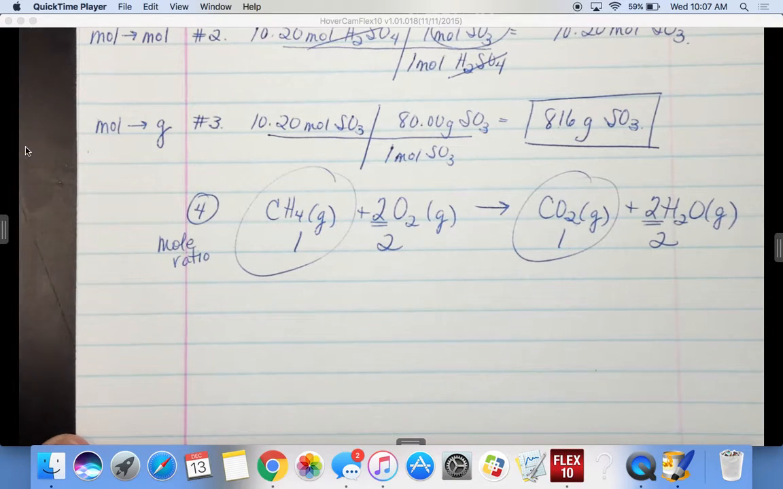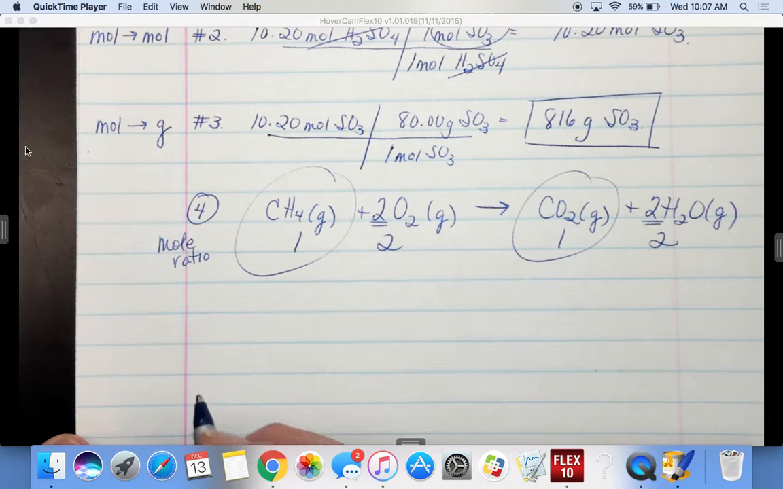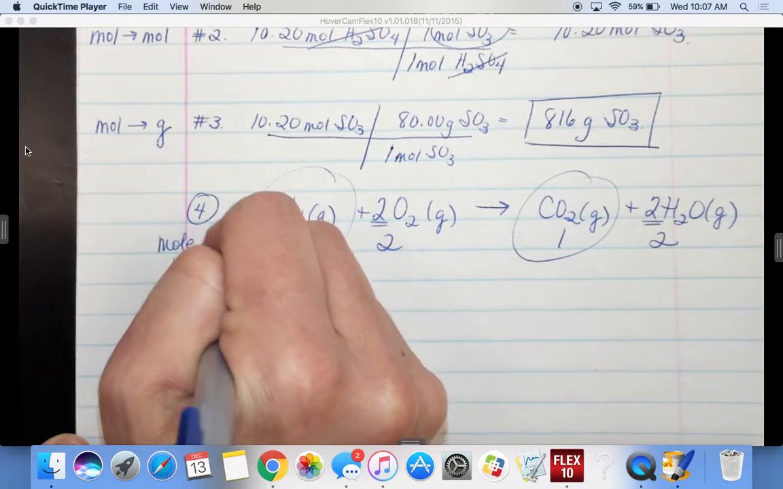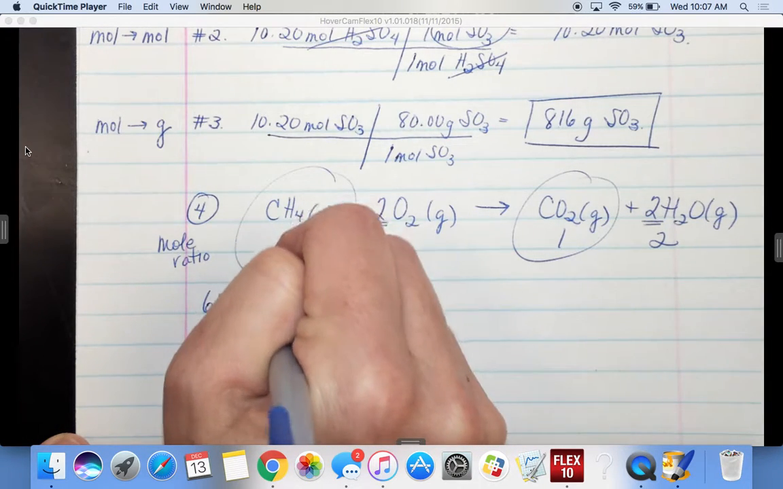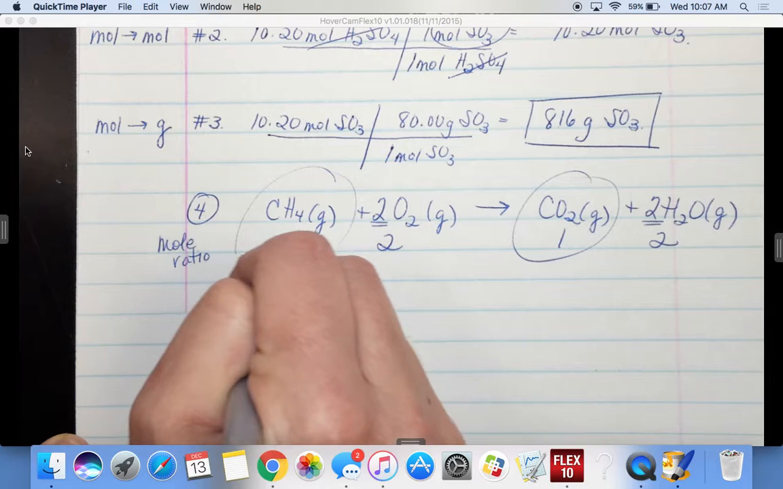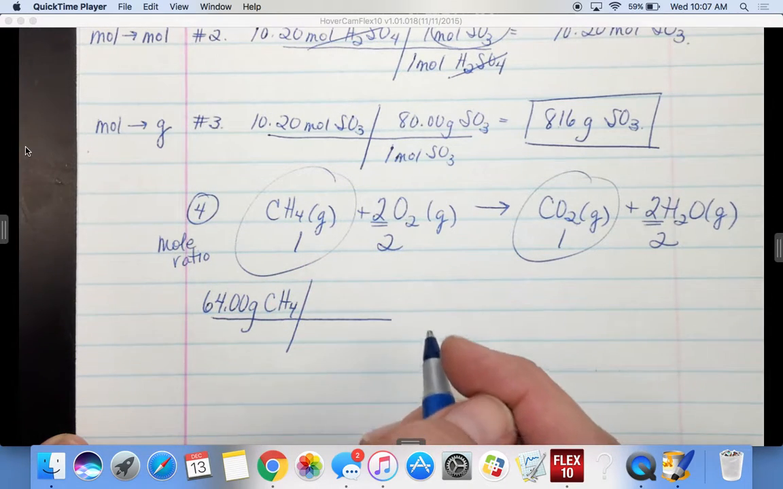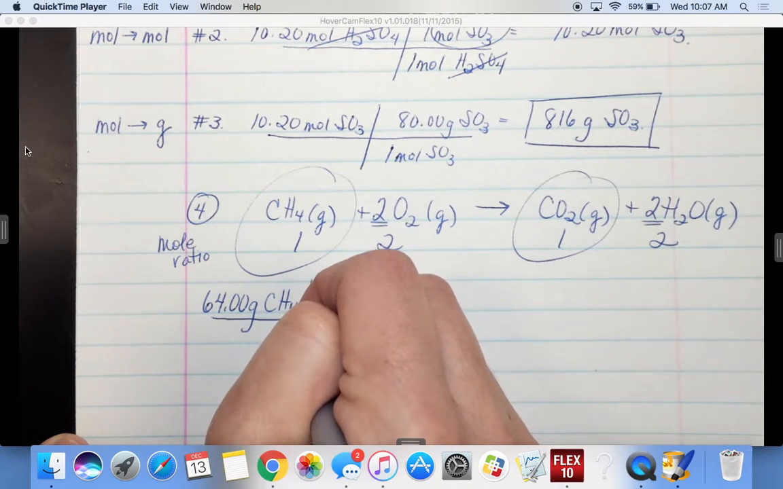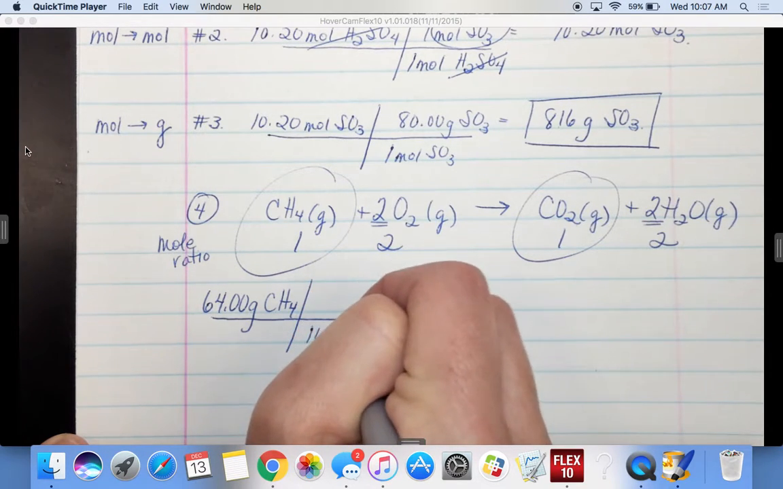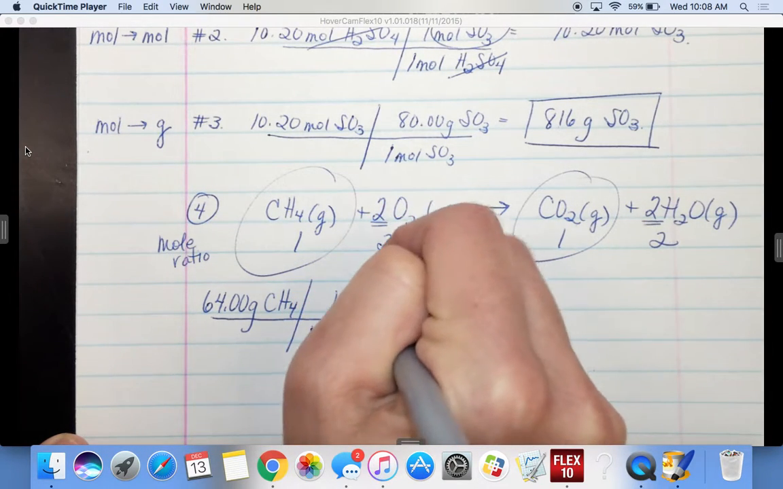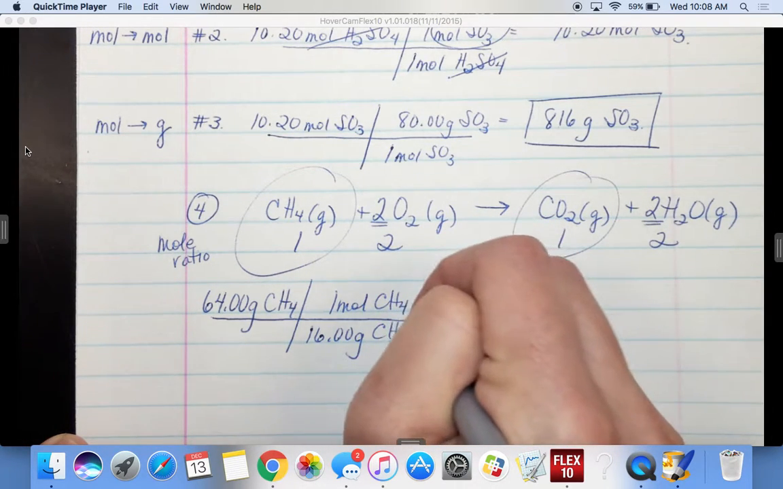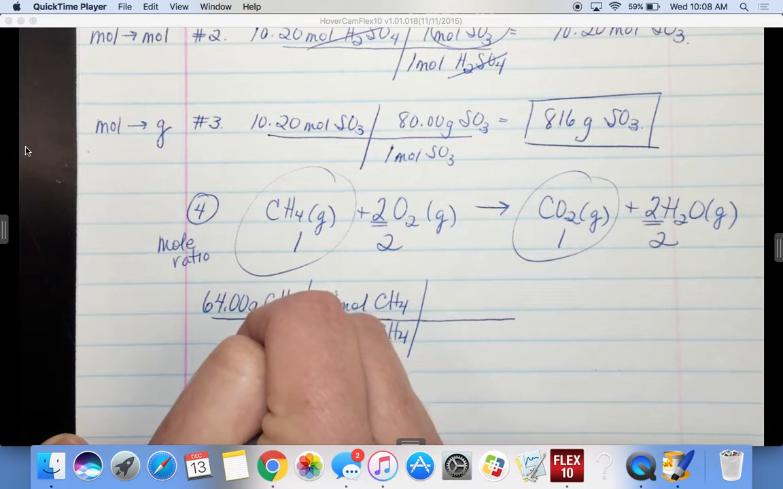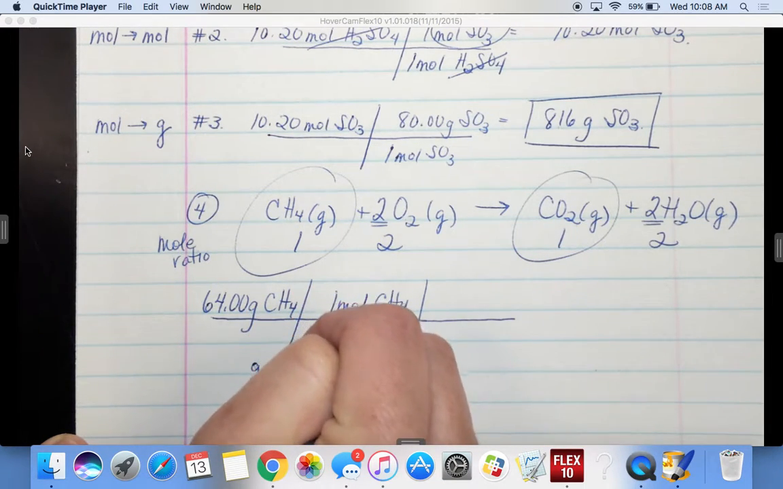Now, when we do this in one step, we're still going to follow those 3 steps that we looked at, but we're just going to put them in one T-chart. So we're going to start with our given, which is 64 grams of methane, and we're going to convert that to moles. So the molar mass of methane is going to be 16.00 grams per mole. And again, write in your complete units. So in this step, yes, we've converted grams to moles.